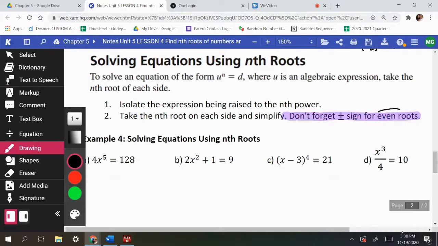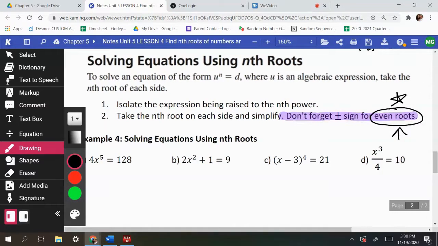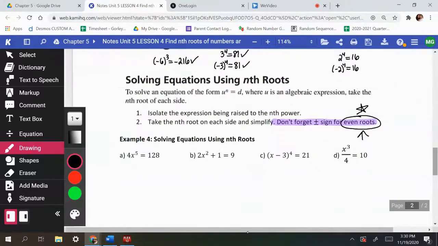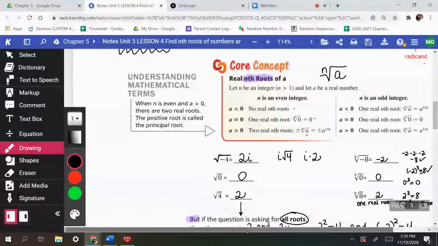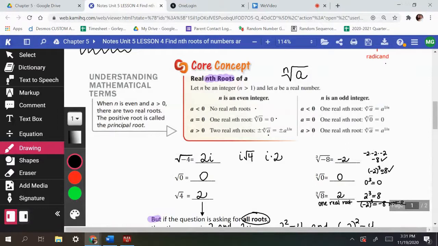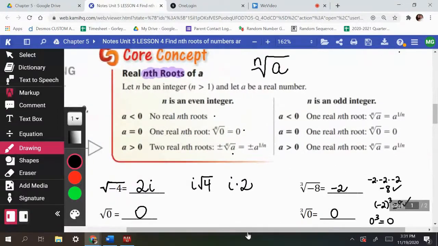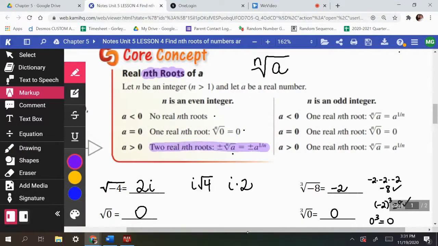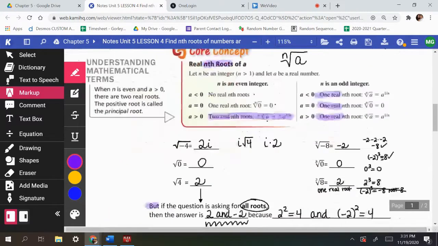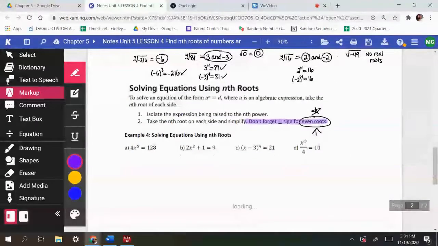For what kind of roots? For even roots. Circle, star that. We don't need plus or minus for odd roots. Why is that? Let's go back up here. Remember that for even roots, that's when we need to worry about possibly having more than one answer. For odd roots, notice that all the time we just have the one real solution. We're not going to worry about plus or minus for odd roots.